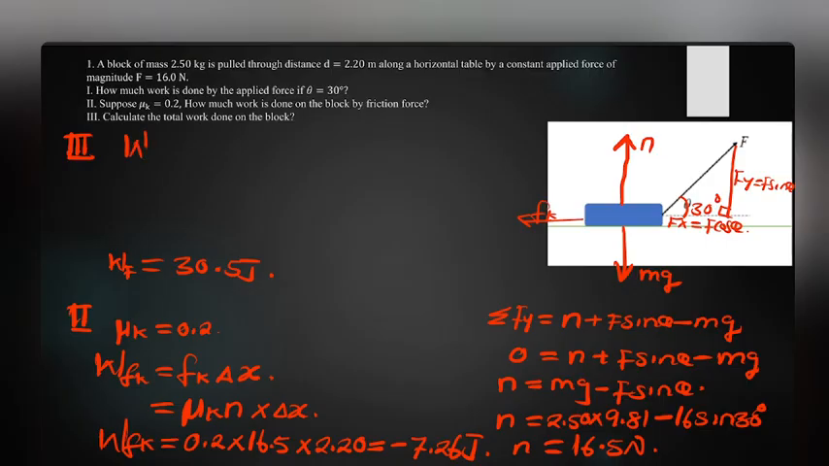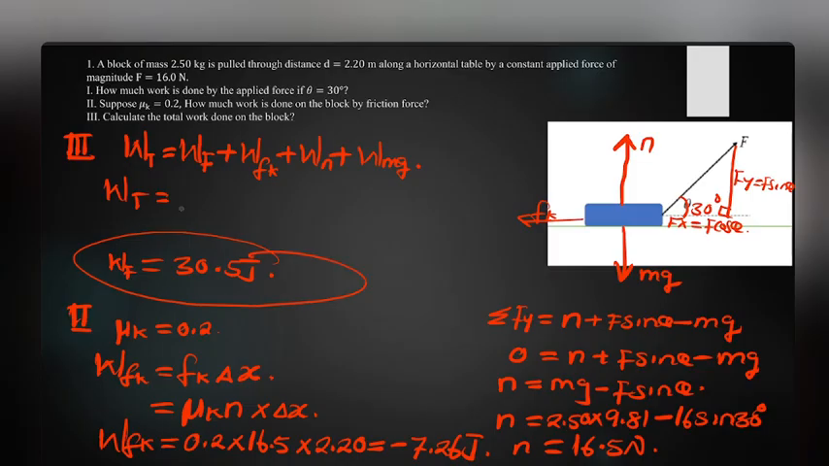Okay, so the total work done here will be equal to what? Number one, the work done by the applied force, plus the work done by the friction force, then plus also the work done by the normal force, then plus the work done by the gravitational force, which is mg. So the total work done here becomes, the work done by the applied force is this one. So we got that is 30.5 joules. Then plus the work done by the friction force, that's a negative.